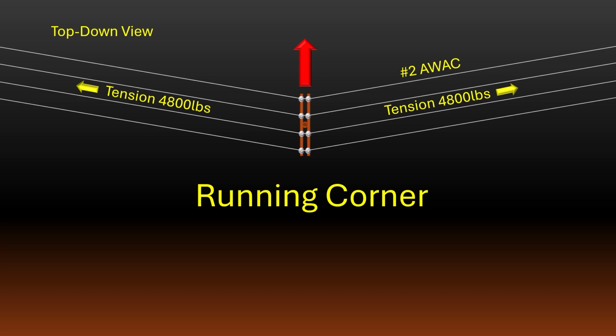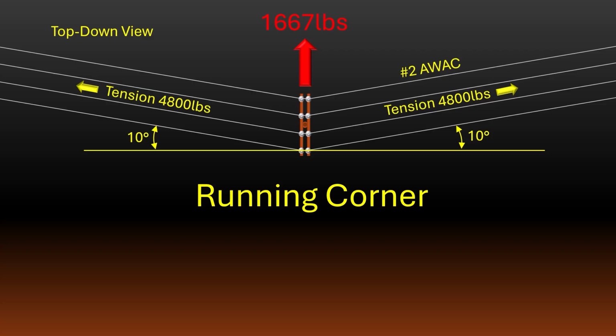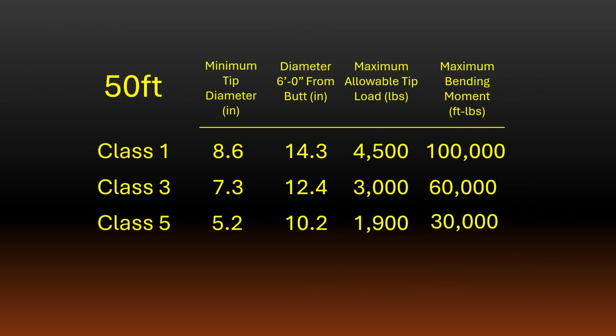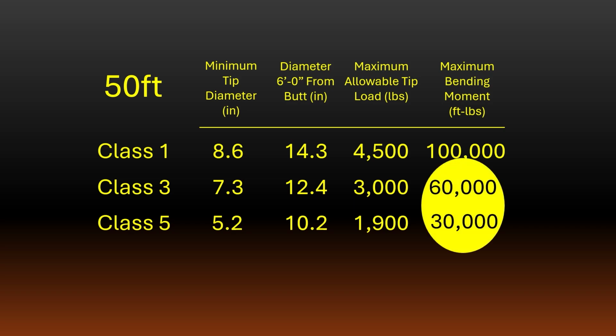If the conductors make a line angle of 10 degrees, as shown, the resultant transverse load will be about 1,667 pounds. If this is applied to our 50-foot pole, 43 feet above the ground line, it would result in a bending moment of over 71,000 foot-pounds. This bending moment of 71,000 foot-pounds exceeds the limits of both our Class 5 and Class 3 poles. You might think that we would just need to use the Class 1 pole and everything would be good. Let me explain why that's not the case.